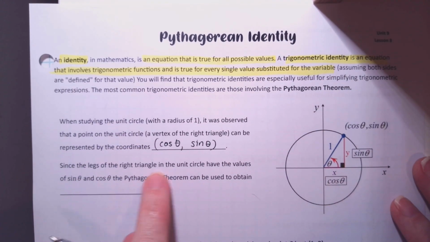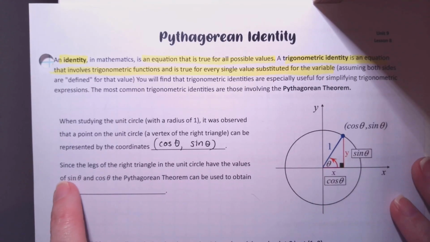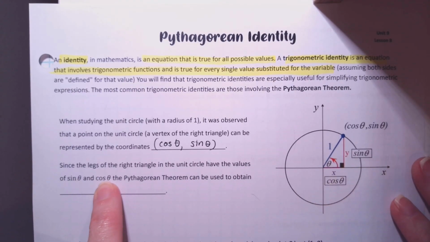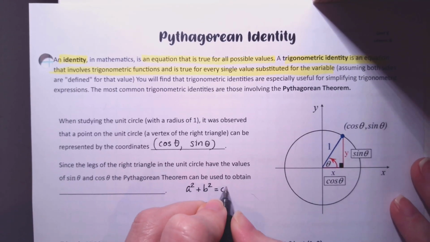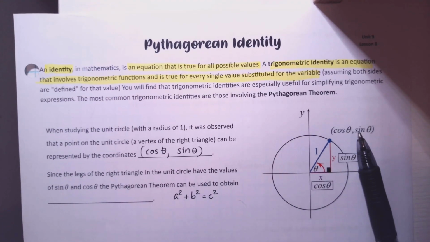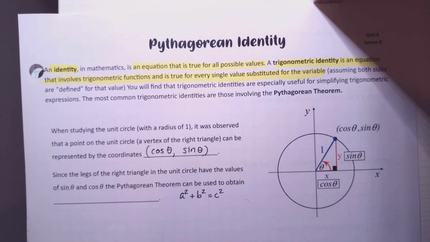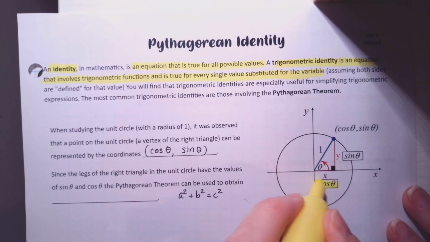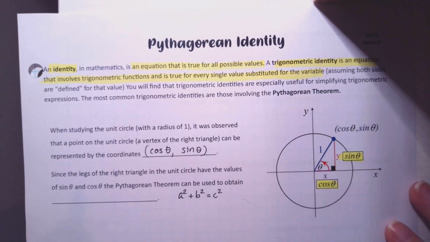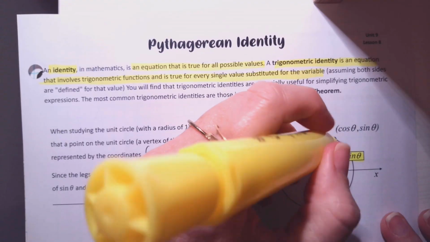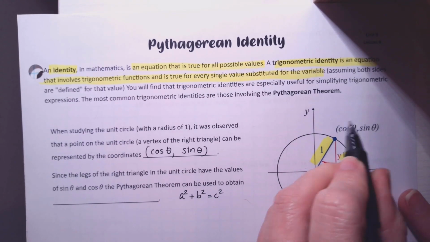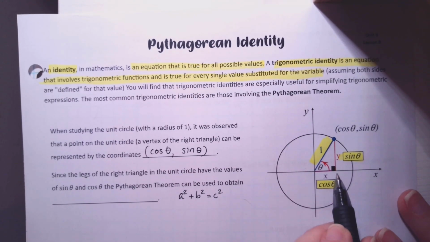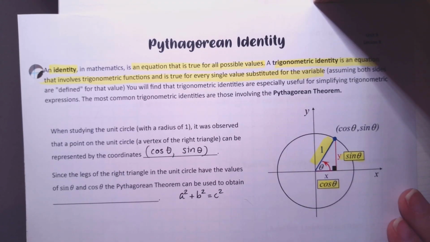Since the legs of a right triangle in the unit circle have the values of sine and cosine, think about your Pythagorean theorem, a squared plus b squared equals c squared. And think about what you would substitute for these values if your legs are cosine of the angle and sine of the angle, and then if your hypotenuse is 1. The reason this leg is whatever cosine is, is because that's your x value. The reason this leg is whatever sine is, that's because that's your y value.